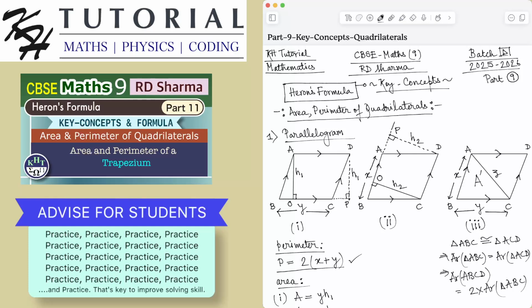In the next few videos, I will solve problems based on the area of quadrilateral and trapezium. So please stay tuned for the upcoming videos.